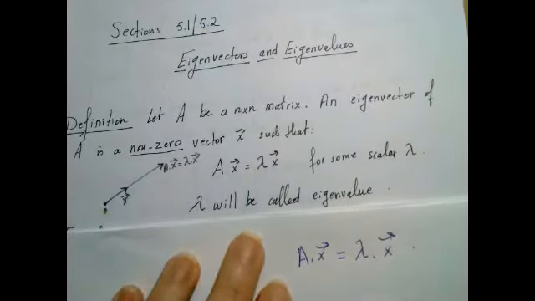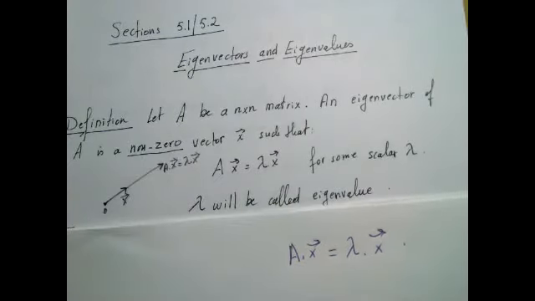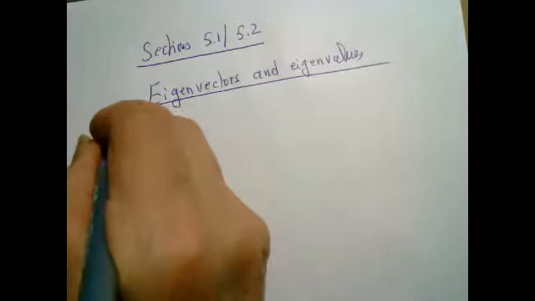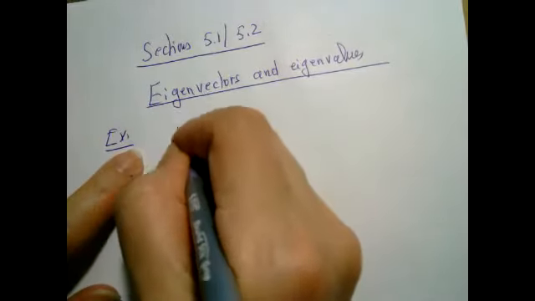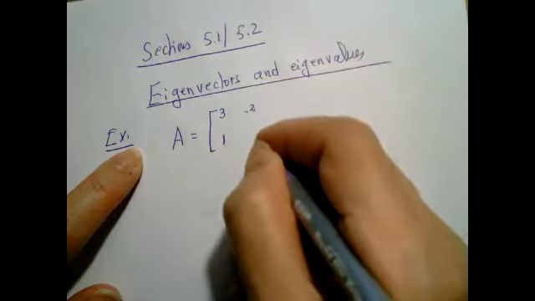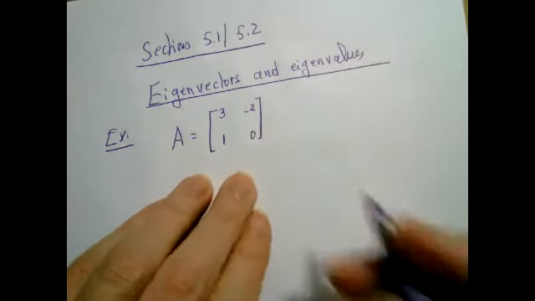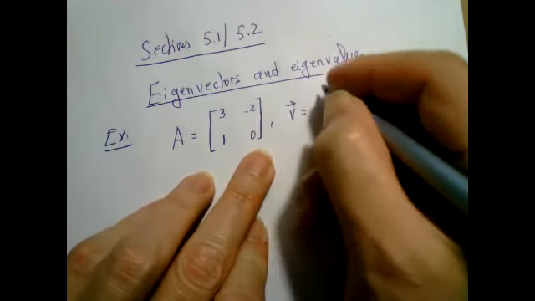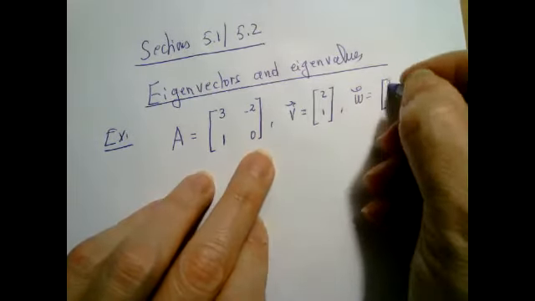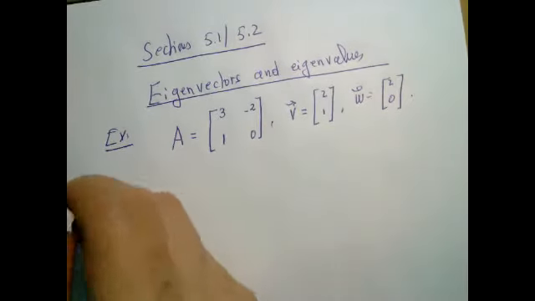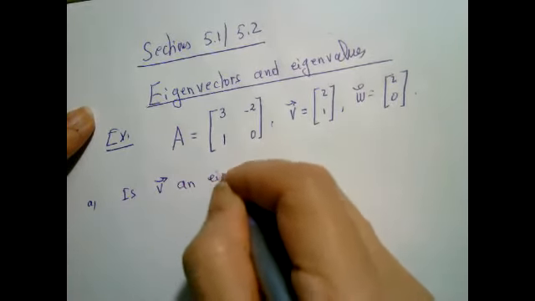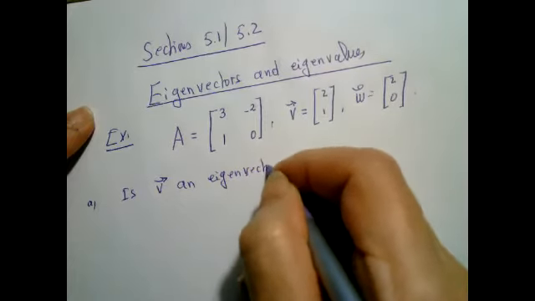A very simple example will help us understand this definition. Suppose I take A to be the 2 by 2 matrix with rows 3, minus 2 and 0, 3. I take v to be the vector 2, 1 and w to be the vector 2, 0. Question a: is v an eigenvector for A?